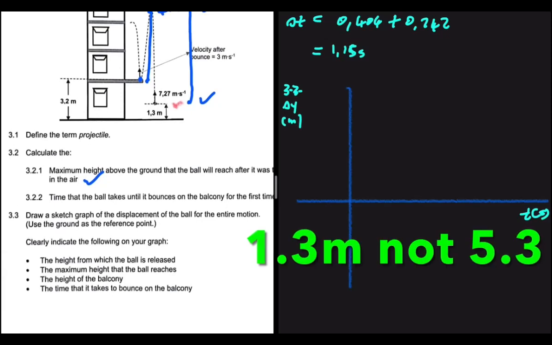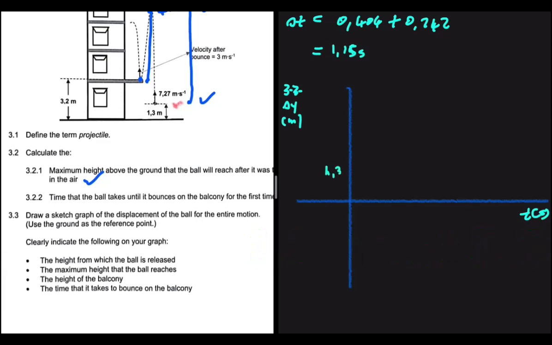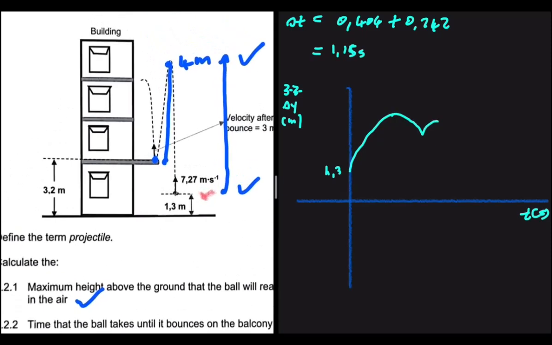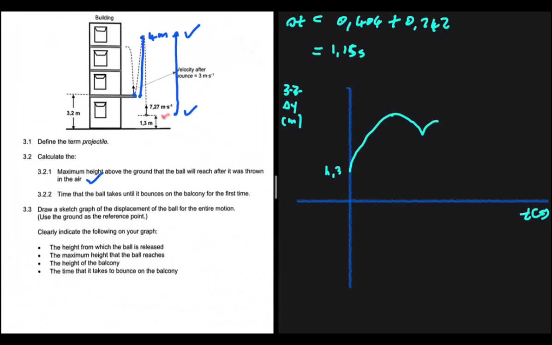So we start 5.3 meters above the ground. So let's start there. And then we go to a maximum height of 4 meters above the ground. We bounce off the balcony, which is 3.2 meters above the ground. And we go to a new maximum height, which is slightly below the initial maximum height, as we can see on the sketch.